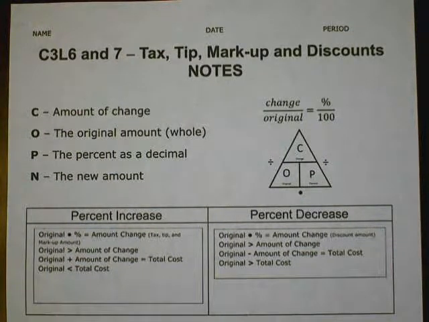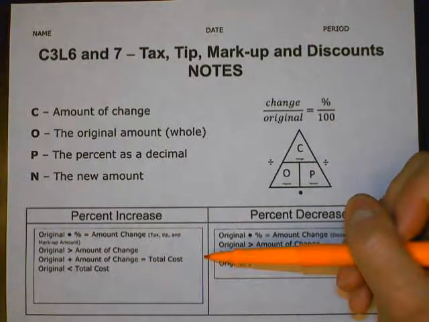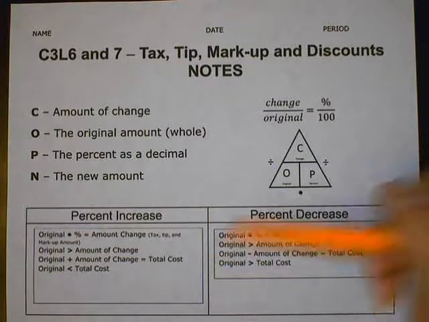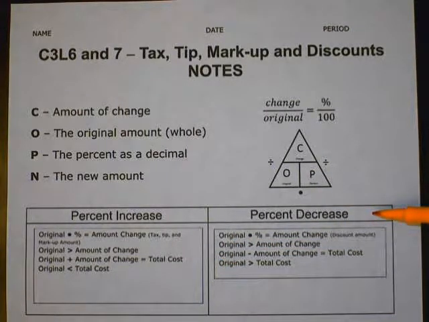Chapter 3, Reviewing Lessons 6 and 7, Working with Tax, Tip, Markup, and Discounts. We are still using the same percent proportion, looking for the amount of change over the original cost equaling the percent that is always out of 100. A percent increase means your total amount is going to be greater than the original. A percent decrease means your total amount will be less than your original.